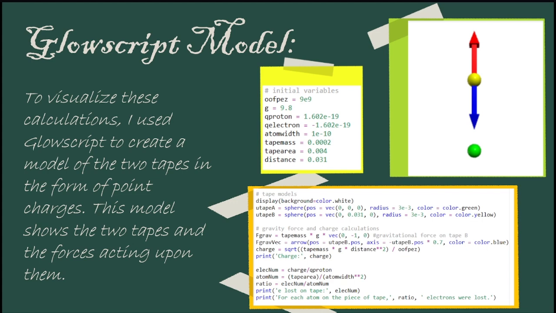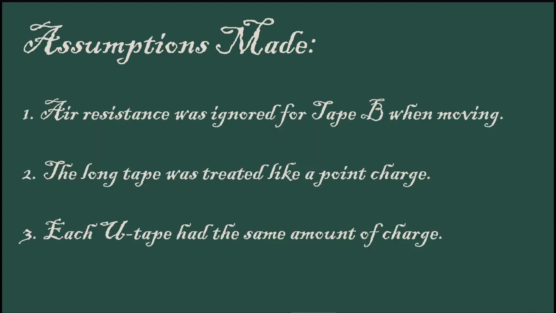When doing this experiment, we had to make a few assumptions. The first one was that air resistance is completely ignored for tape B when it is suspended in the air. Number 2 was that the long tape was treated like a point charge, meaning not all electric fields were considered for each of the charges on the tape. And number 3, each U-tape had the same amount of charge, which obviously is not true because each U-tape was handled differently.